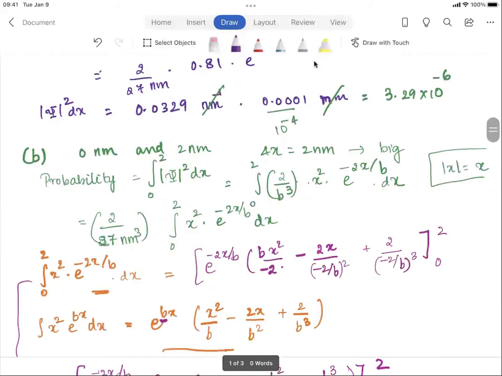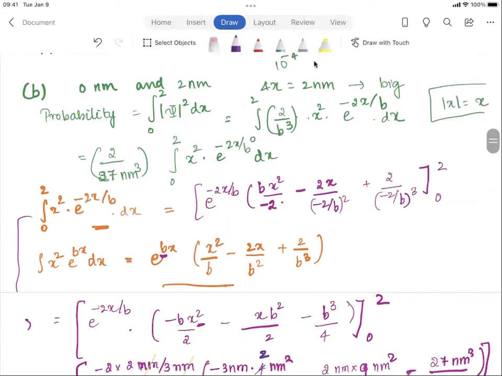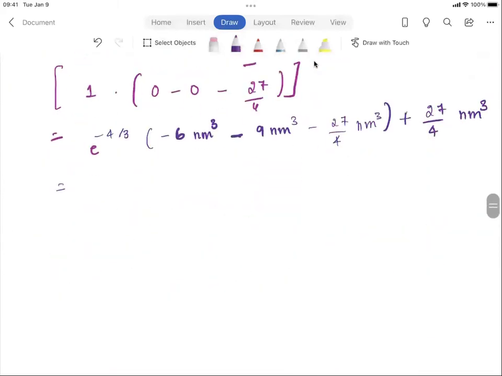So let's see where we started. The probability is going to be this term times this term. So we have a 2 over 27 nanometer cubed right there. So now what I'm going to do is I'm going to write probability is going to be 2 over 27 nanometer cubed times this value. So let's evaluate this term and see what it turns out to be.